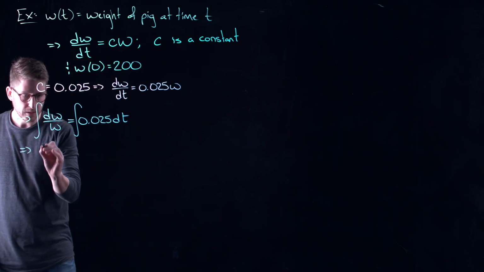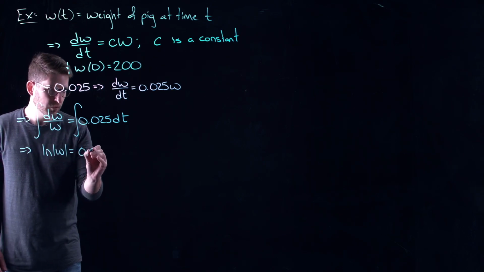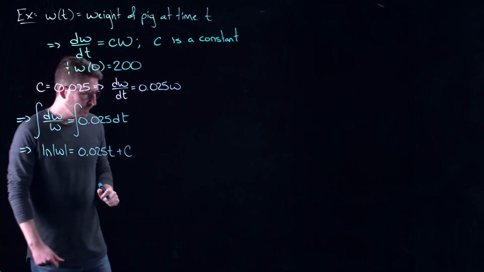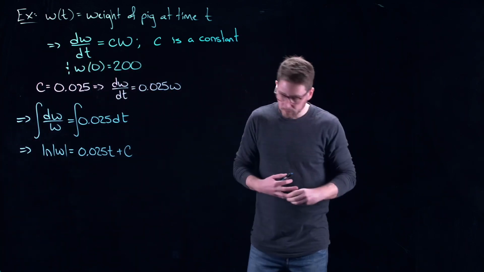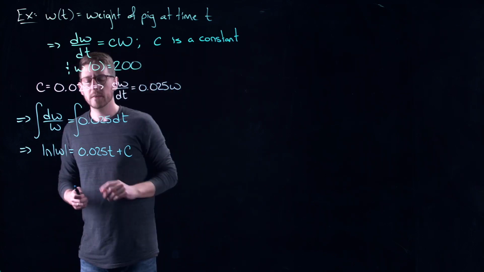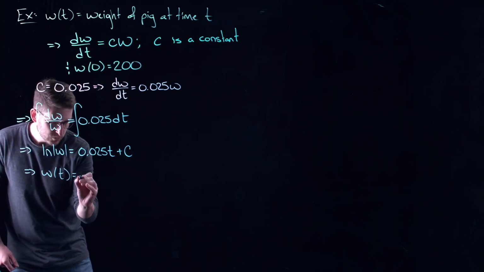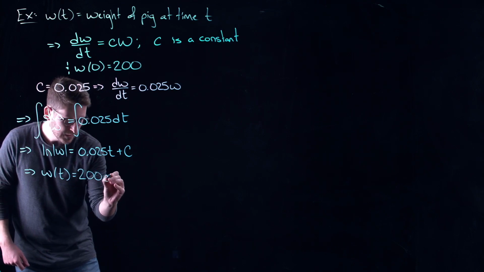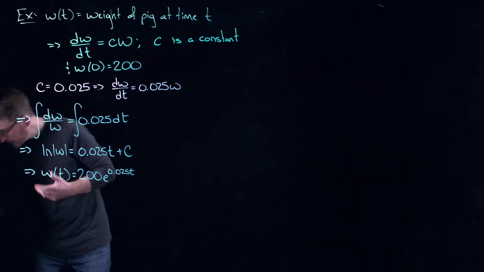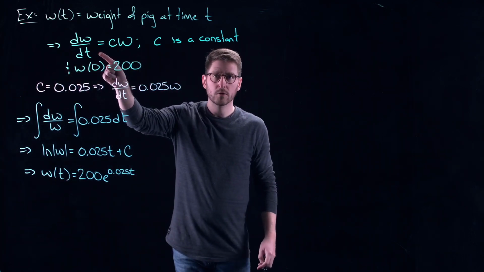So this is going to give me the logarithm of W is equal to 0.025 t plus C. And I'm going to leave it to you to rearrange this a little bit and figure out what the constant is coming from this W. But I'll go ahead and just tell you that W of t is equal to 200 e to the 0.025 t. Okay, so that is the solution to this weight growth problem, right?